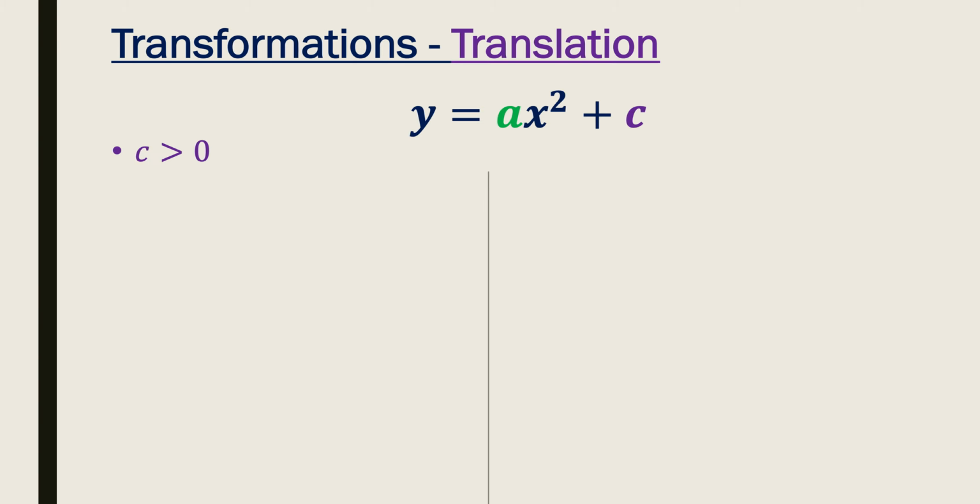So, transformations. This time we're going to be talking about translation, okay? We are focusing now on this parameter c. We have spoken about a, and that was done in a previous video. Now we're going to be talking about c. So we're going to see first what happens when c is greater than 0.